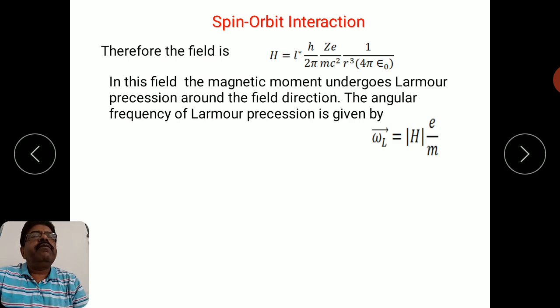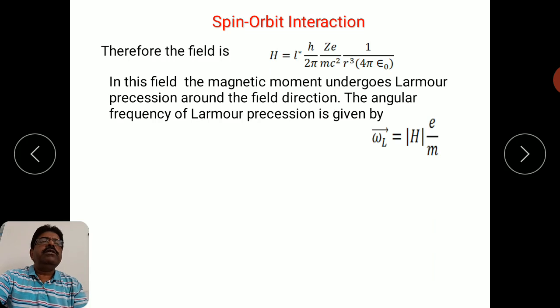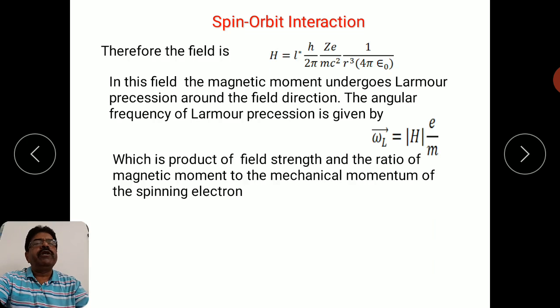In this field, the magnetic moment undergoes Larmor precession, which we defined earlier, around the field direction. The angular frequency of Larmor precession is given by omega L is equal to H, the magnetic field strength, into e upon m. This is the product of the field strength and the ratio of the magnetic moment to the mechanical momentum of the spinning electron.